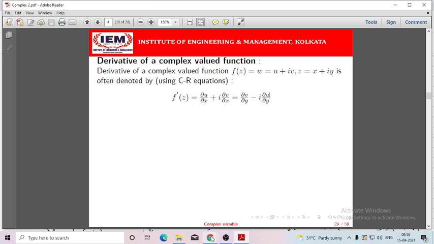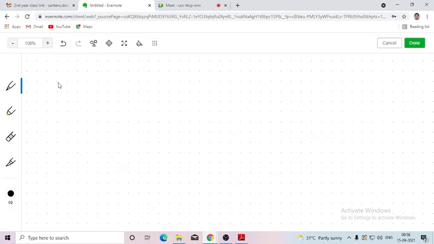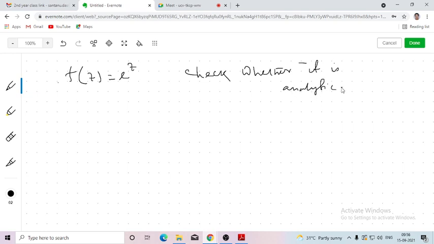Now I am going to give some examples to check whether a function is analytic or not. Let us consider a function f(z) equals e to the power z. We need to check whether it is analytic or not. Okay, so this is the problem that we need to solve. The problem is clear. Have you understood the problem? What we need to show? Yes, sir. So for that we need to separate this function.